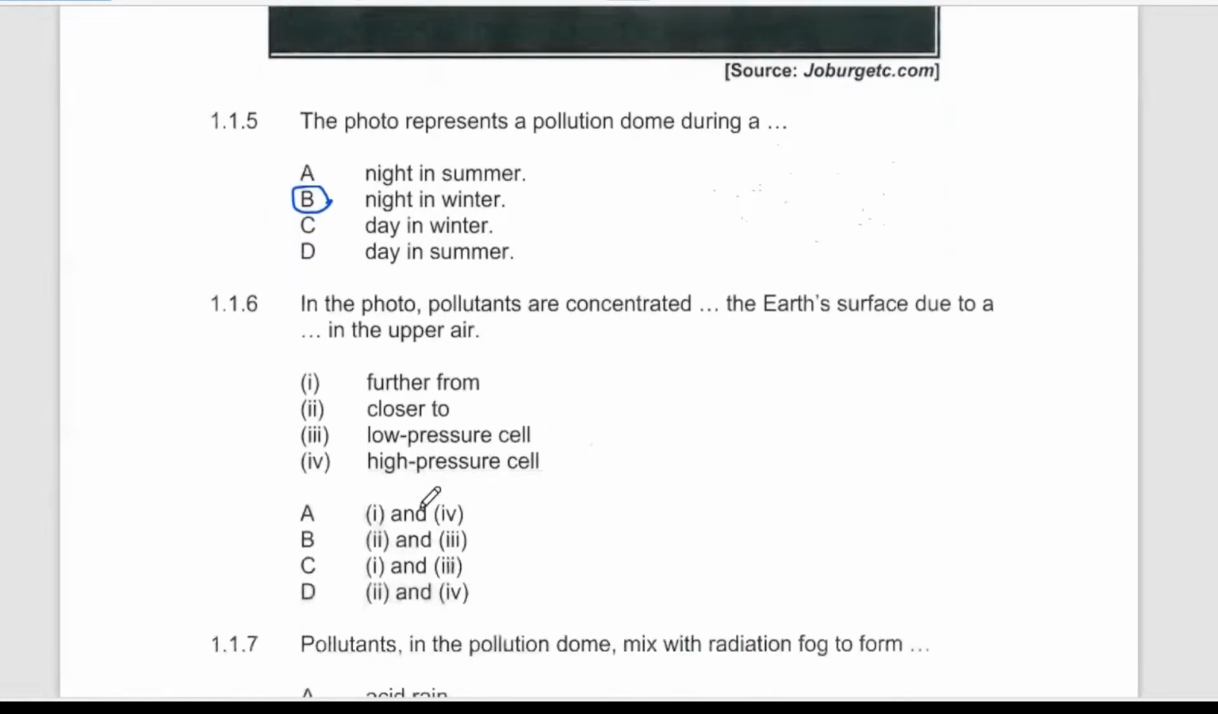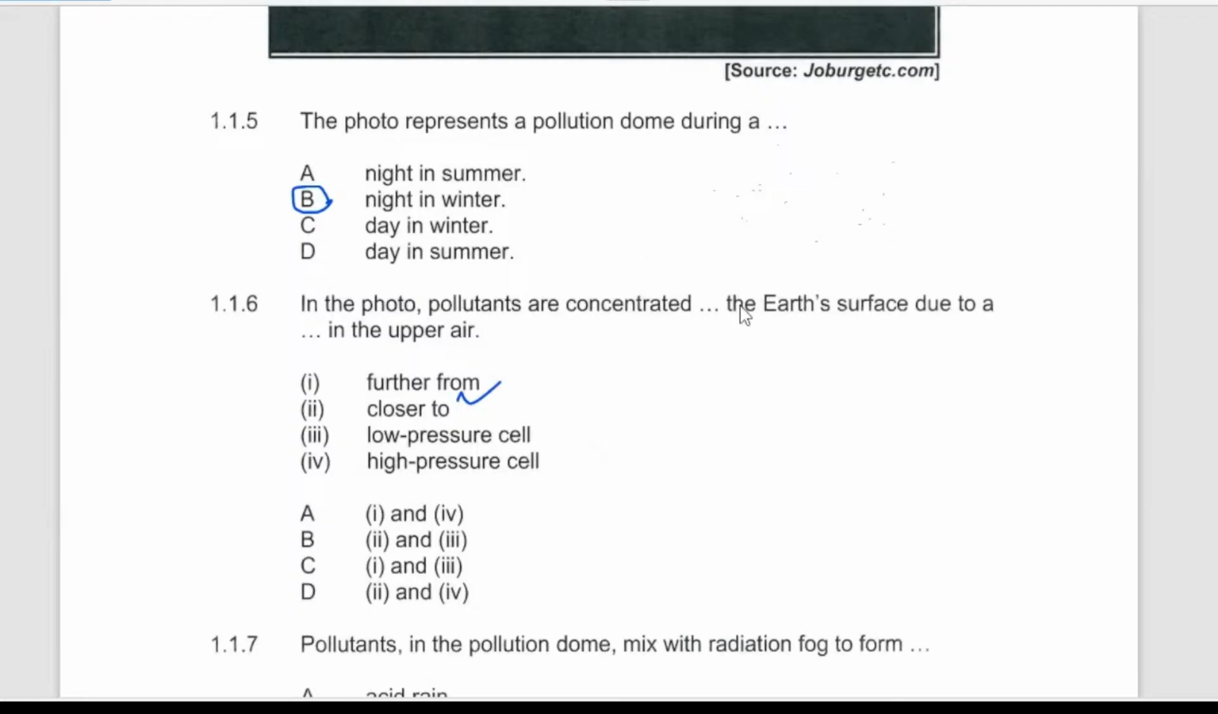In the photo, the pollutants are concentrated dash the earth surface due to a dash in the upper A. Right, why are they concentrated? Where are they concentrated? They are concentrated closer to the earth surface. This is our response on the first part. They are closer. And why? Because of the dominance of the Kalahari high pressure cell.